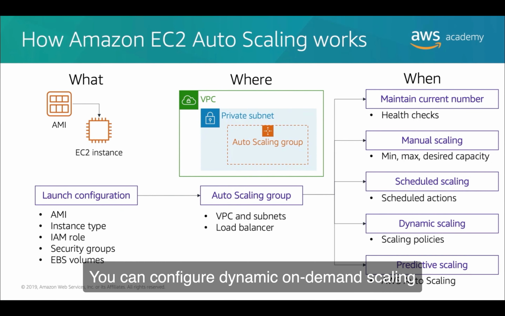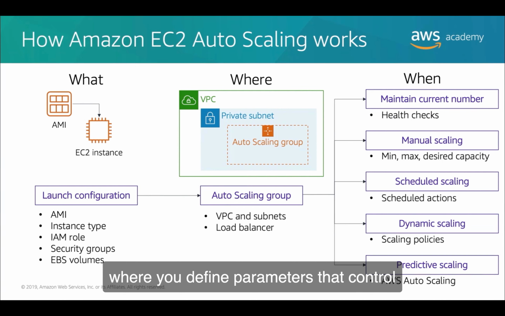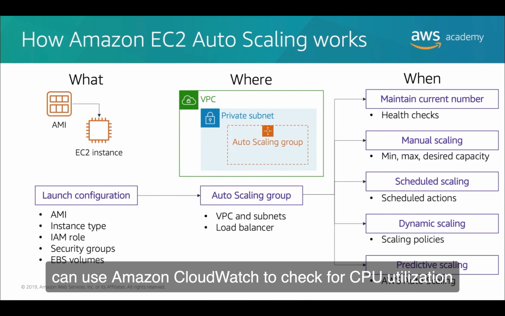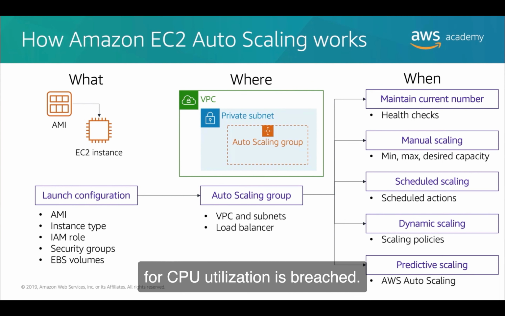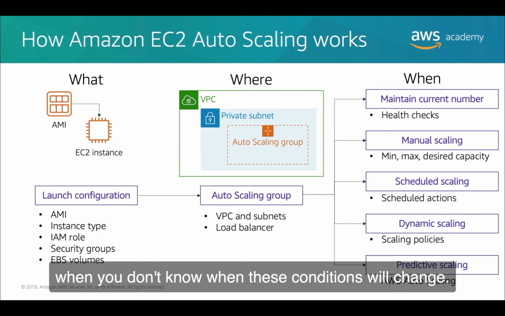You can configure dynamic on-demand scaling as a more advanced way to scale your resources, where you define parameters that control the scaling process using scaling policies. Scaling events for on-demand scaling can use Amazon CloudWatch to check for CPU utilization and only scale when your predefined threshold for CPU utilization is breached. This option is useful for scaling in response to changing conditions when you don't know when these conditions will change.